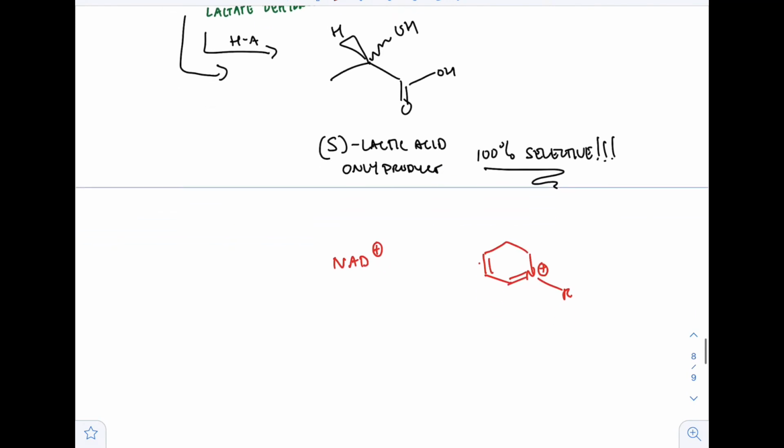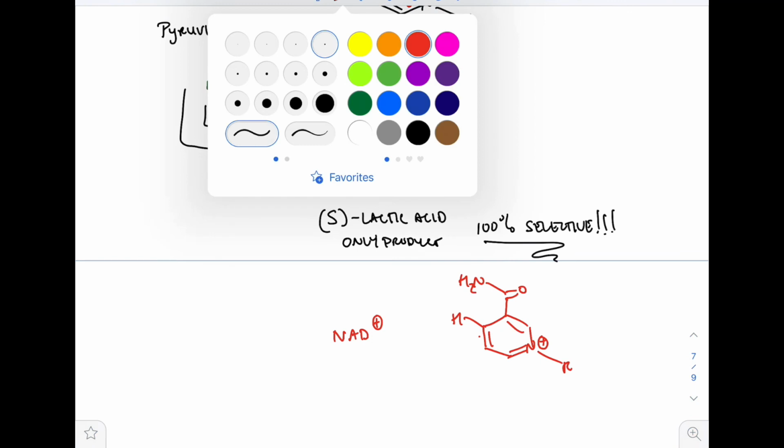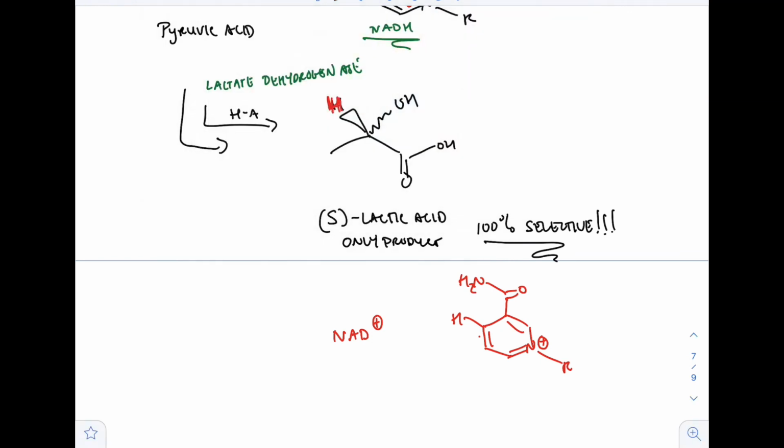So this N plus, that's where the NAD plus comes from. And you have this amide sticking up here, and it's almost like a pyridine ring, right? So there you have it. That's what we get when we throw a little NADH at pyruvic acid. You got to feel that burn, y'all.